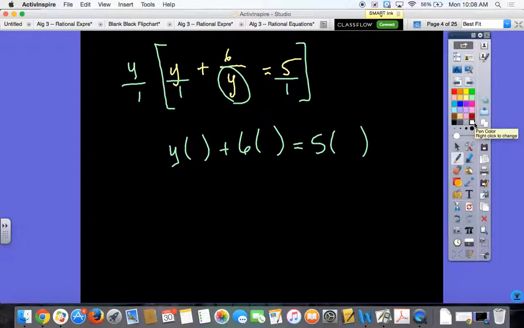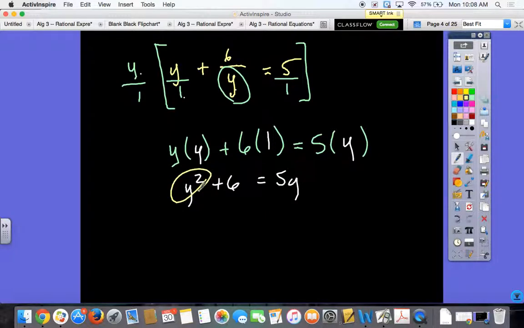Nothing cancels in the first one because you just have a 1 down there. When you get to the second one, the y's cancel. Let's say that again. The y's reduce. There we go. Nothing reduces on the third one, so you still maintain your y. Now, here it gets interesting. I have y squared plus 6 equals 5y. Now, whenever you get y squared, hopefully you know that this creates an interesting problem.